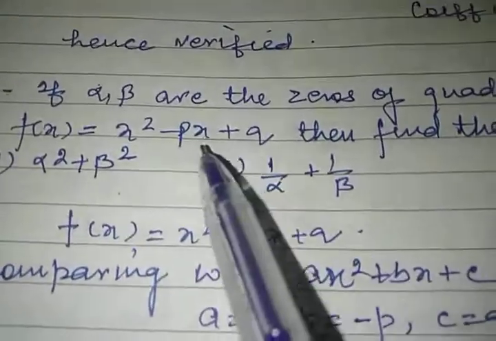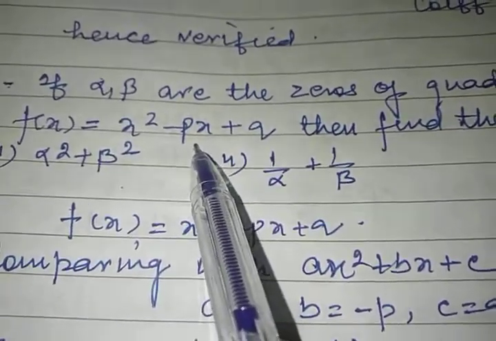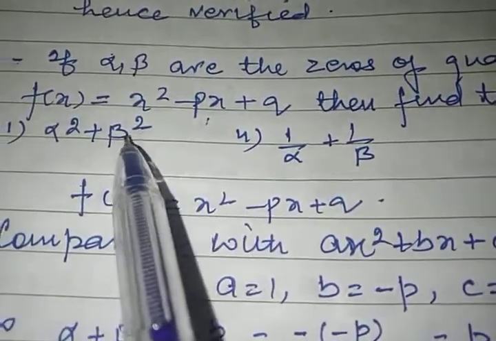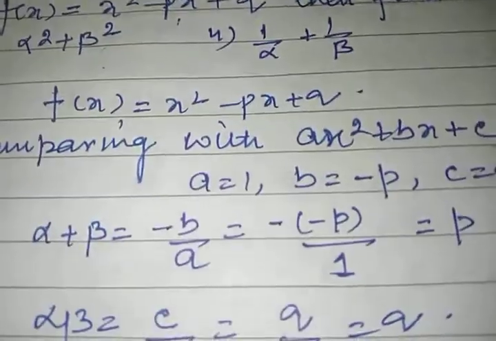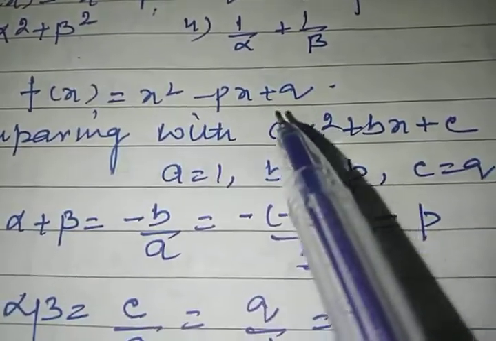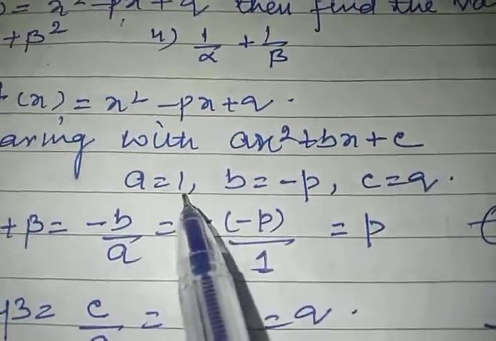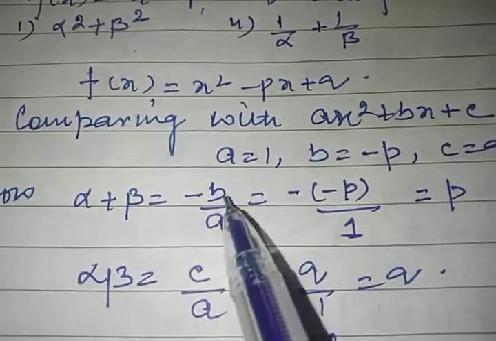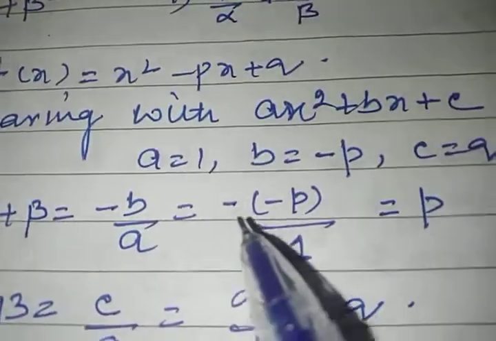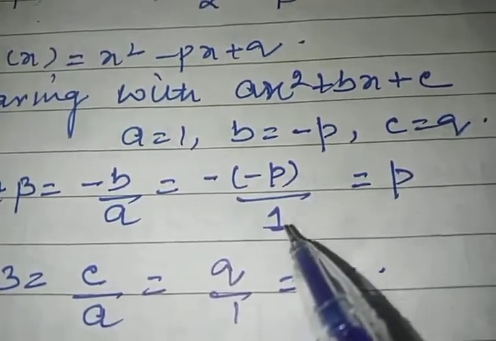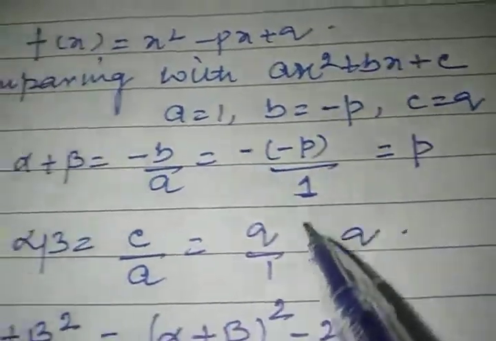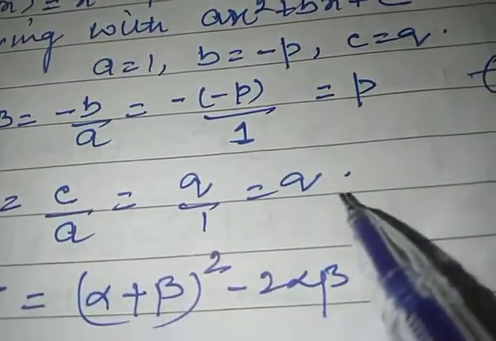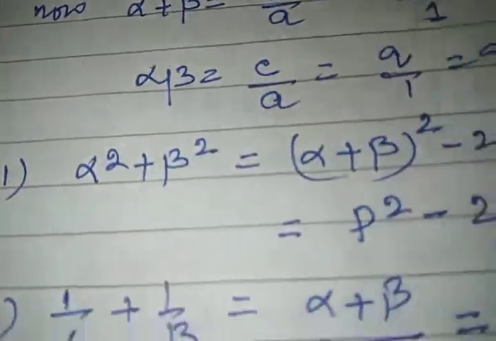Now see, since this is a quadratic polynomial, we know alpha plus beta and alpha beta, and we have to utilize that for finding this and this. Now f(x) is equal to x square minus px plus q. Compare with this: we get a is equal to 1, b is equal to minus p, c is equal to q. Now alpha plus beta is equal to minus b upon a. Here b is minus p and a is 1, so this is equal to p. And alpha beta is equal to c upon a, that is q upon 1, that is q.